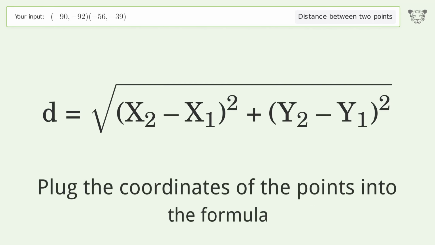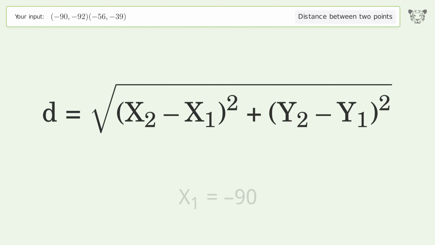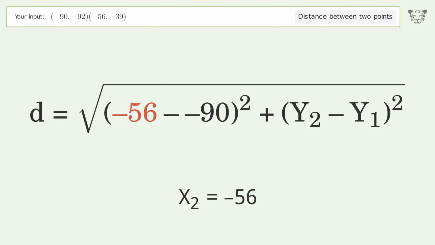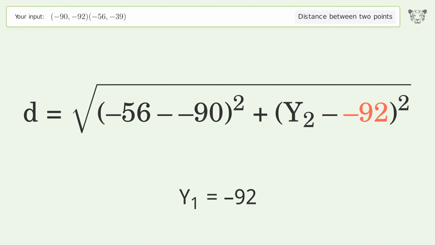Plug the coordinates of the points into the formula. x1 equals -90. x2 equals -56. y1 equals -92. y2 equals -39.